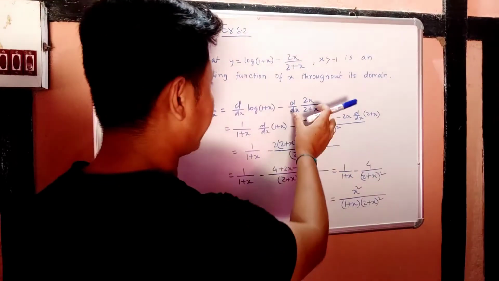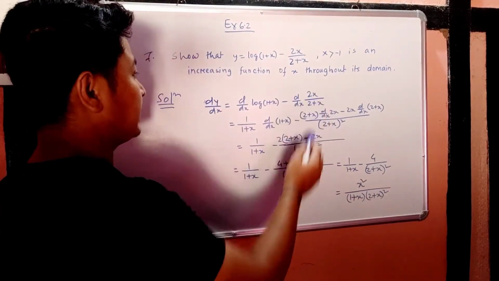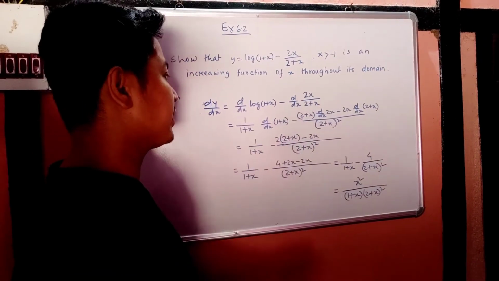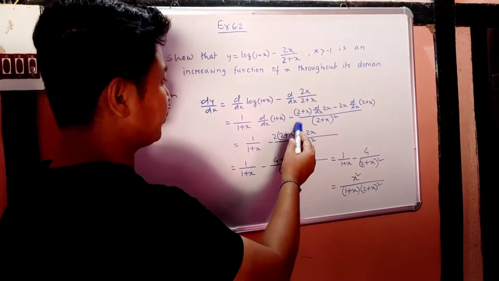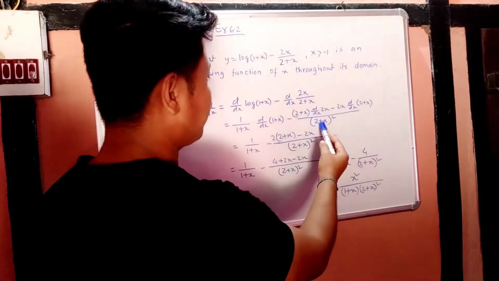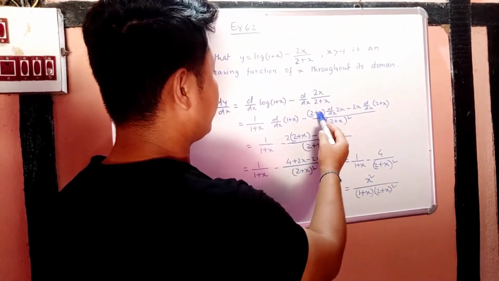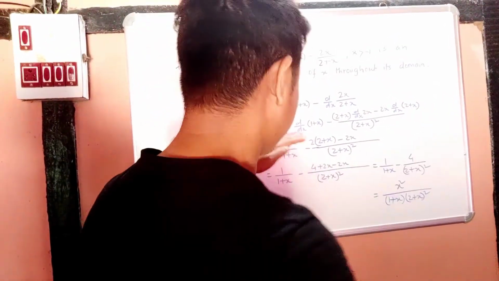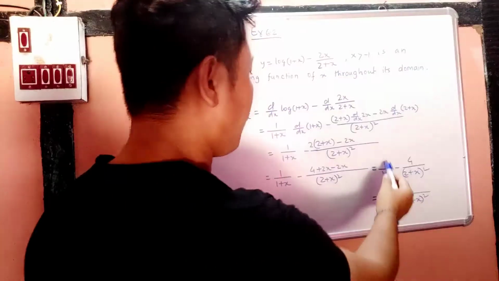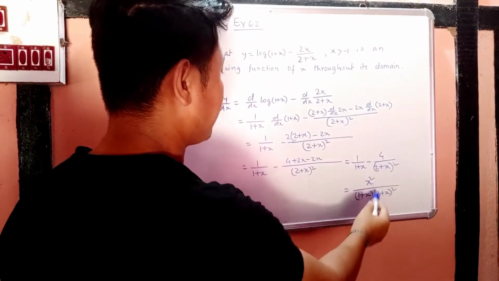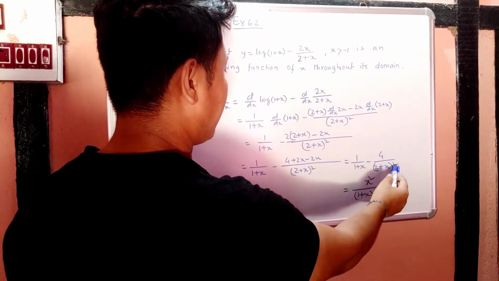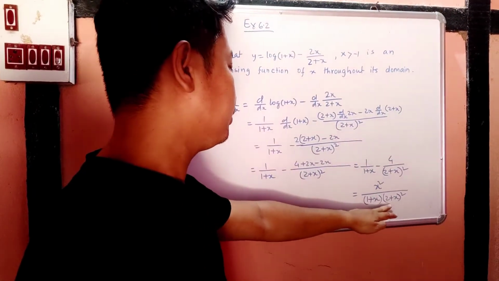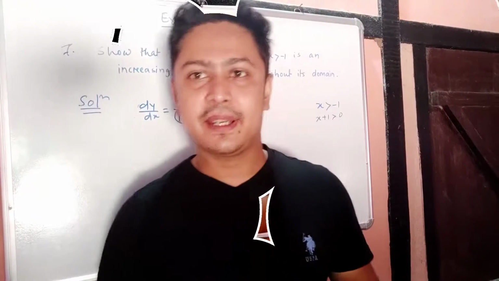In the second portion, it is a function of the type f(x) by g(x), so we use the quotient rule. With the help of the quotient rule, we have minus (2 plus x) d/dx of 2x minus 2x d/dx of (2 plus x), all over (2 plus x) whole square. After simplifications, we have 1 by (1 plus x) minus 4 divided by (2 plus x) whole square. After that, we have x square divided by (1 plus x)(2 plus x) whole square.